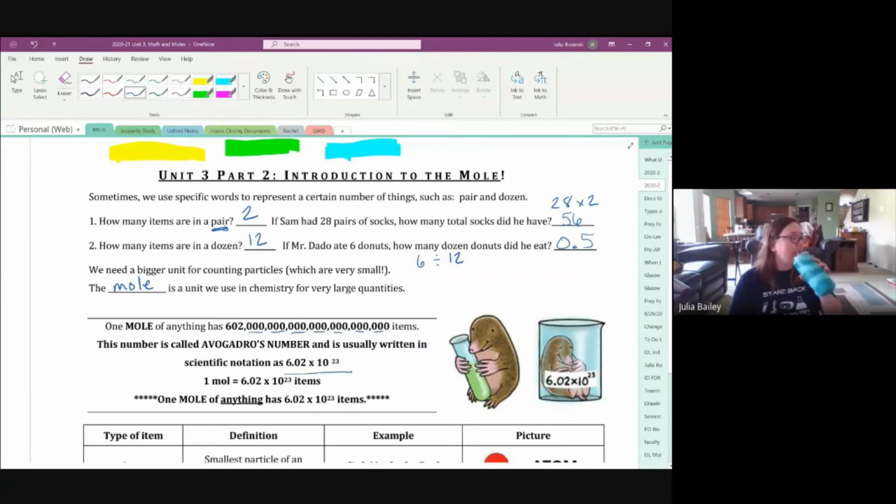Another way to think about it: if you had a mole of kittens, like newborn kittens that are about this big, meaning 602 sextillion little tiny newborn kittens, the pile of kittens would be roughly the size of the moon. It would actually be a little bigger than the moon to have a pile of newborn kittens that was 1 mole, 602 sextillion individual kittens.